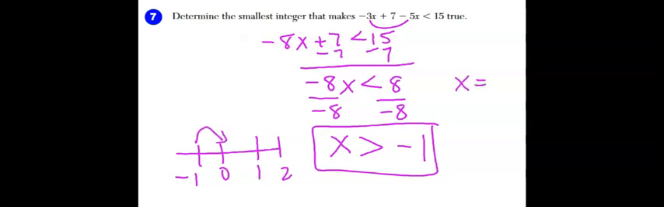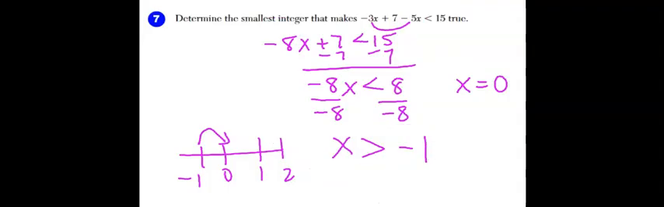Now the question states, determine the smallest integer that makes it true. So x has to be a number that's greater than negative 1. So when you're on the number line, and you're at negative 1, the next integer that's greater than you is 0. So the smallest integer is 0. So it's important now that I take this solution box away and give it to this answer.